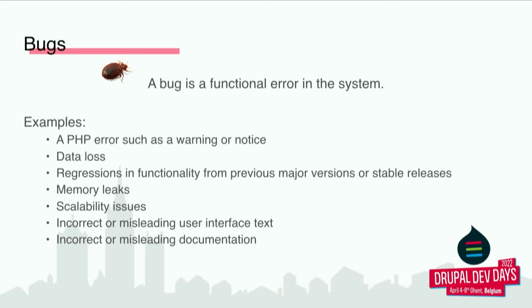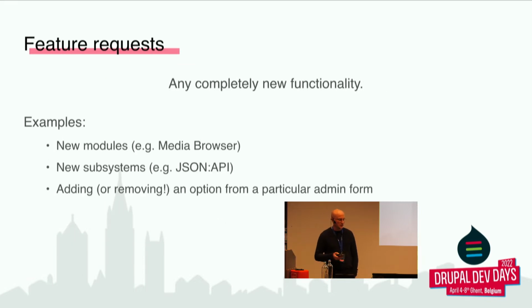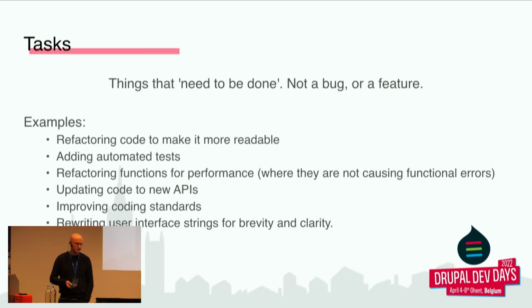Bugs, we don't need to really dwell on this, I guess. Most people have a common understanding of what a bug is. Functional error in the system. I've listed some examples. Pretty well understood, I think. Same goes for feature requests. Anything completely new: a new module, a new subsystem, or from really big to really small, just adding some option in an administration form, or maybe even removing something if it's no longer needed.